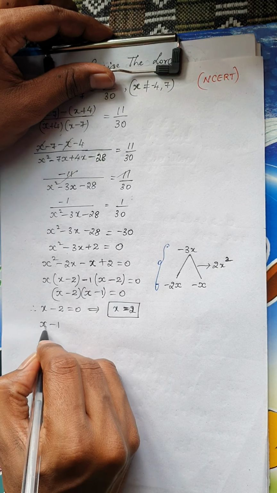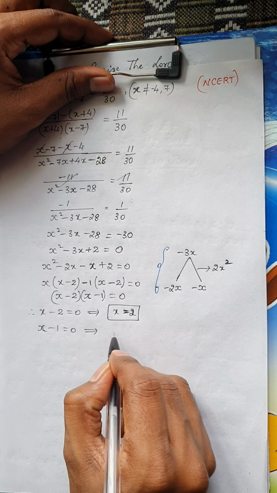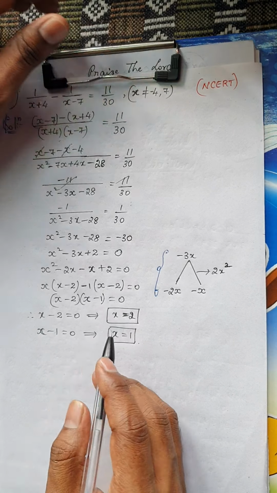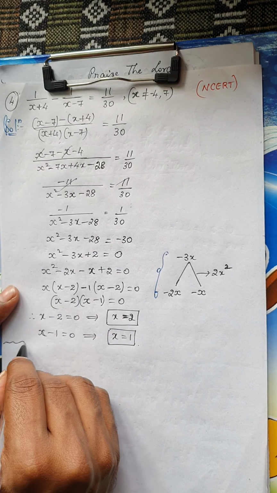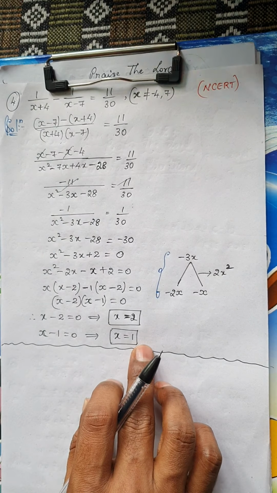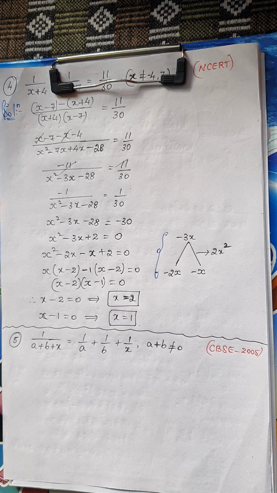Next I am going to take x minus 1 is equal to 0. From this I am going to take x is equal to 1 as the root. Therefore, the roots of the given quadratic equation are 1 and 2.